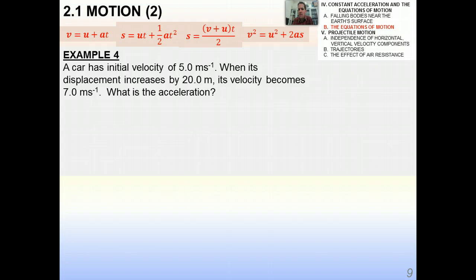What you want to do is make a SUVAT table, write down what you know, what you don't know, and then choose the appropriate equation of motion. So let's get started with the next example. Okay, pause the video and read this one.